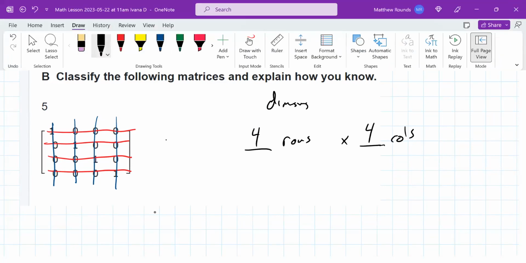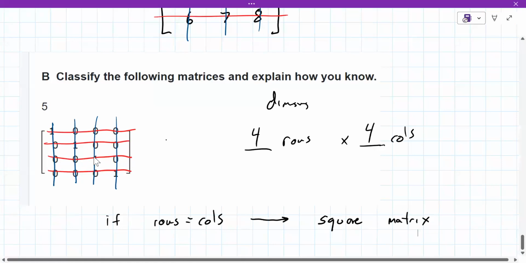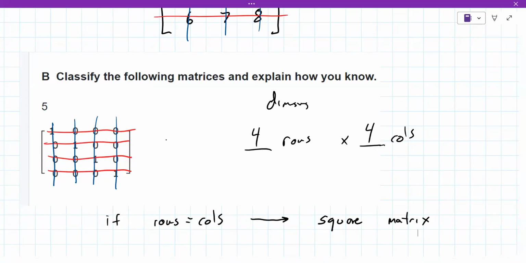All right, a couple of definitions here. If the rows equal the columns, this is called a square matrix. Visually you might say it looks more like a rectangle because of the bracket on there, and you'd be right. But if you look at just the number of columns and just the number of rows, and they are the same, which they are in this case, it's considered a square matrix.